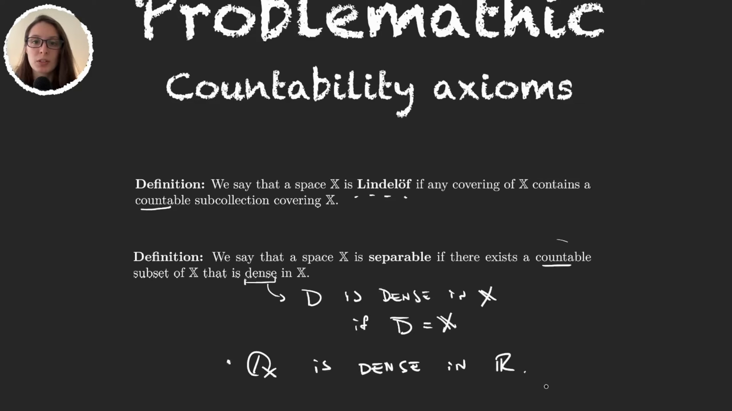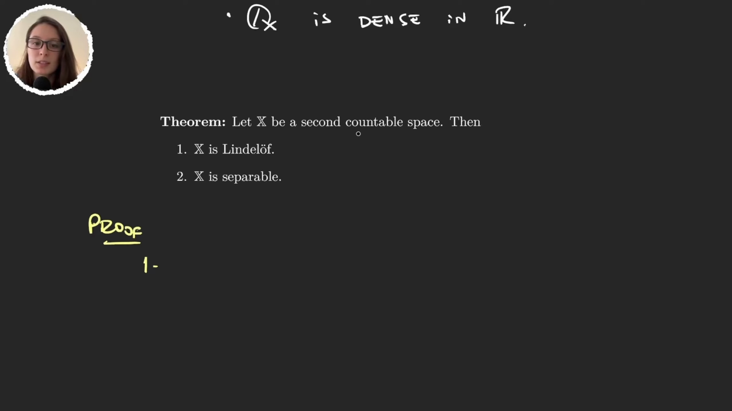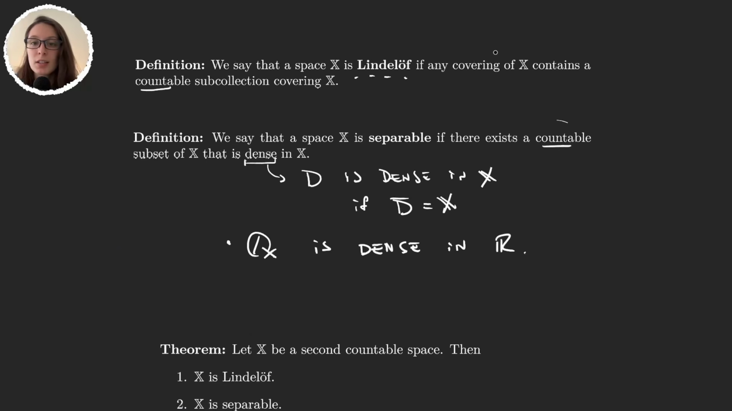So now let's work on the result that will combine these two axioms with the second countability one. This theorem shows us that any second countable space is both Lindelöf and separable. Let's look at the proof. Given that X is second countable, we know that there will exist a countable basis B of X. To show that the space is Lindelöf, what we have to do is take any covering of X and find a countable covering from that original one.